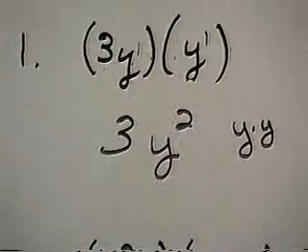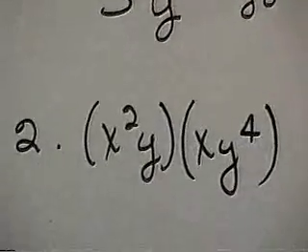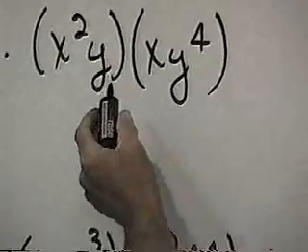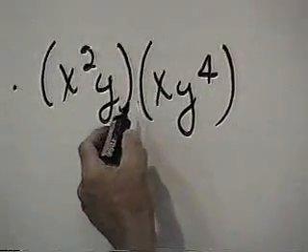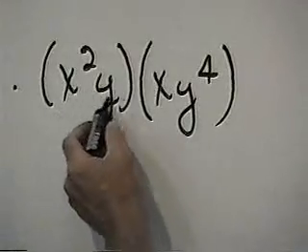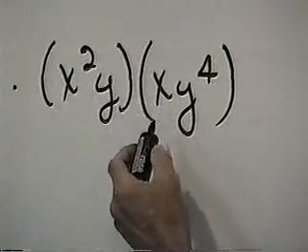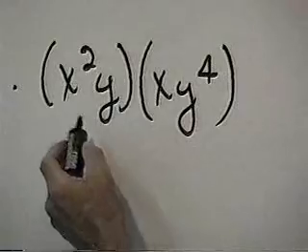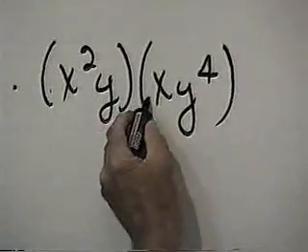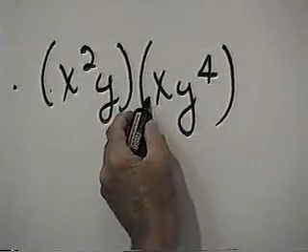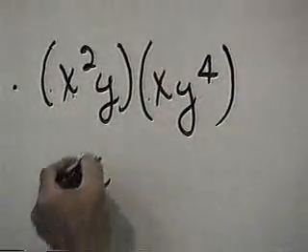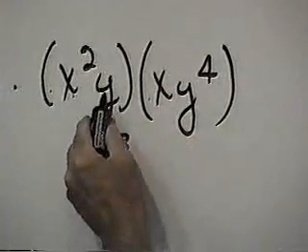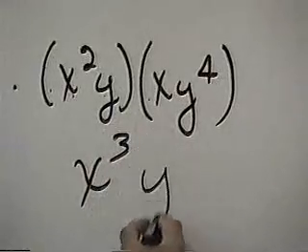Okay? The next example. Okay, here is term, multiply to term. Again, this is a monomial, one term times one term. Now, the rule is multiply numbers times numbers. 1 times 1 is 1. Letters times letters. X squared times x is x cubed. And y times y to the fourth is y to the fifth.